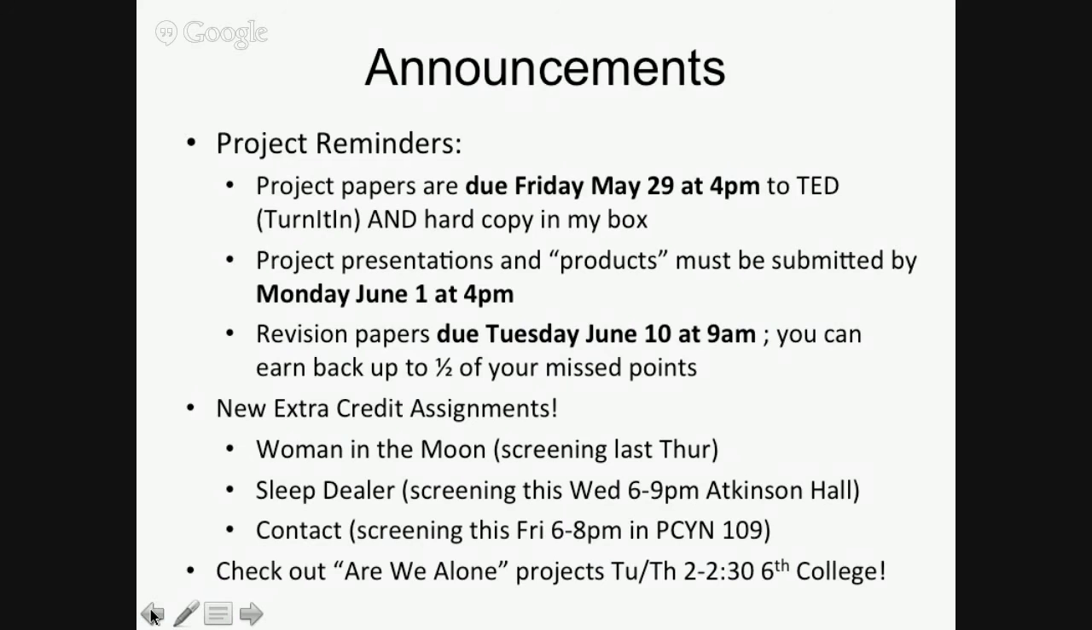Okay, never mind. All right, so then there are two more movie events coming up. One is this movie called Sleep Dealer that's being shown on Wednesday. As far as I know, these tickets are also on wait list now, but I know that for the Woman in the Moon, some people were getting in at the last minute because people just don't show up. They reserve a ticket, they don't show up. It doesn't cost anything, it's a free event, but if you want to catch that, there's an extra credit assignment on TED for that as well.